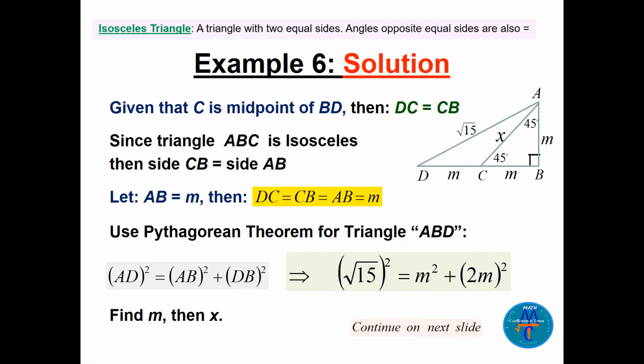Now let's use the Pythagorean theorem for triangle A, B, and D, the big triangle, because we need to find M. So AD all squared is equal to AB all squared plus DB all squared, all of it, which is 2M, you see? So AD given, square root of 15, AB is only 1M, DB is 2M all squared. So now simplify the equation, find M, then we can find X.